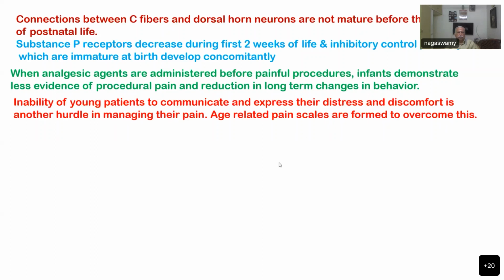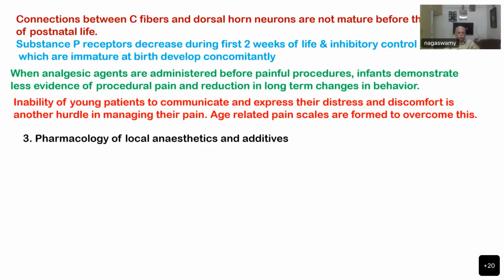Inability of young patients to communicate and express their distress and discomfort is another hurdle in managing their pain. So age-related pain scales are formed to overcome this. You can't expect a neonate or an infant to complain to you and tell you how much pain they are experiencing, but older children will be able to do. So for neonatal and infant pain, that is why we have the FLACC scale and other things to find out their response to pain rather than verbal communication.